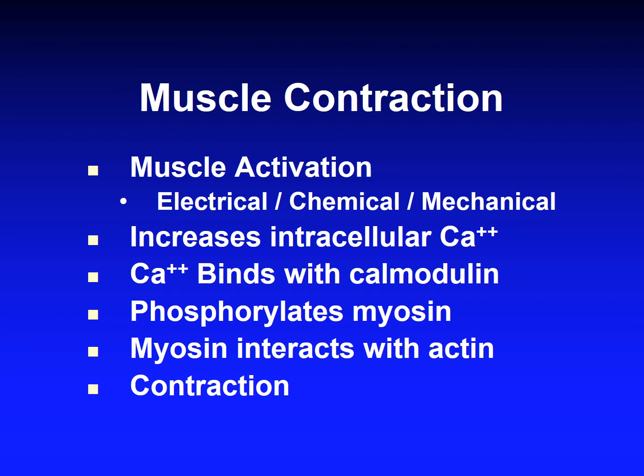This phosphorylates myosin, and myosin interacts with actin, the two proteins of the smooth muscles. And when the myosin and actin interact, that's when contraction takes place. These steps must happen in a chronological order. They should happen one after the other. They cannot happen haphazardly. Otherwise, contraction will not take place.